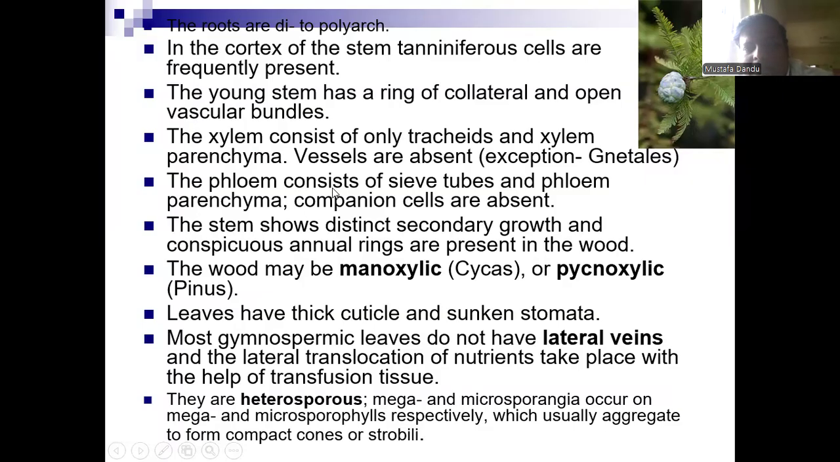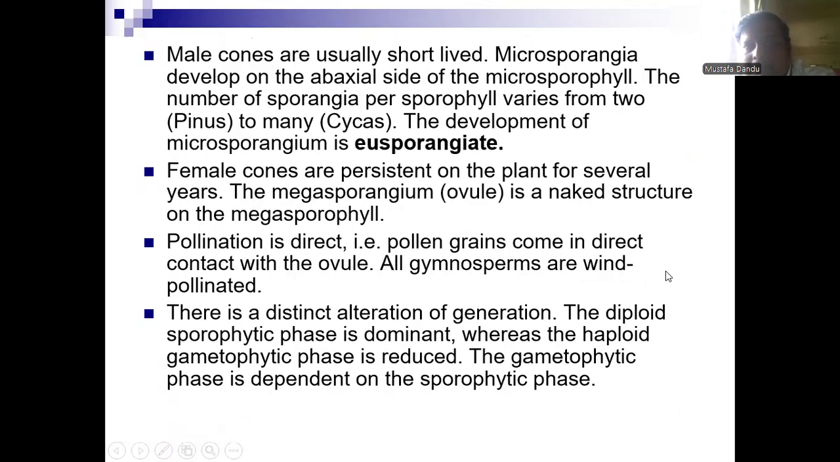We were discussing that the wood may be manoxylic or pycnoxylic. Leaves have thick cuticles and sunken stomata. Most gymnosperm leaves do not have little veins. The translocation of nutrients takes place with the help of transfusion tissue. They are heterosporous. Mega- and microsporangia occur on mega- and microsporophylls respectively, which usually aggregate to form compact cones or strobili. Male cones are usually short-lived, and microsporangia develop from the abaxial side of the microsporophyll.